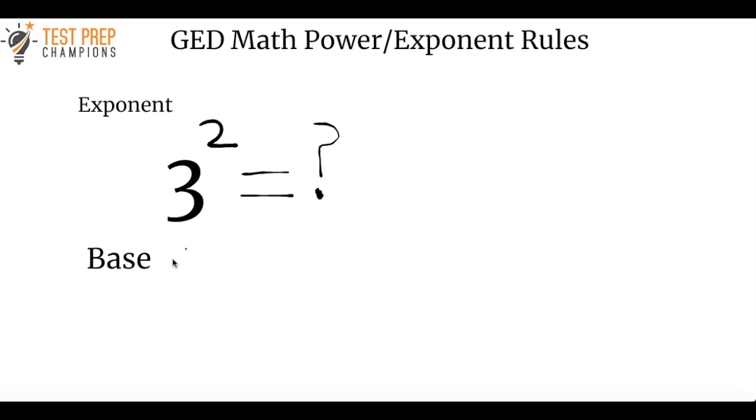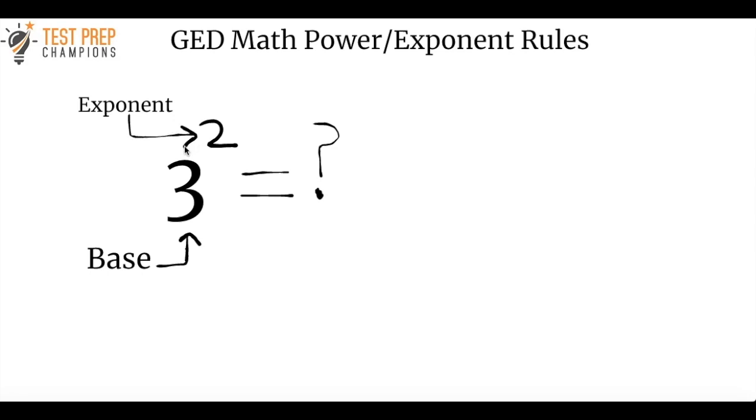So we see this example here, and it's 3 squared. Now, you could also call this 3 raised to the second power or 3 raised to the power of 2. So there are multiple ways to say the same thing here. But basically, what you have to understand when you get an expression like this is that the 3 is the base, and the exponent is our 2.